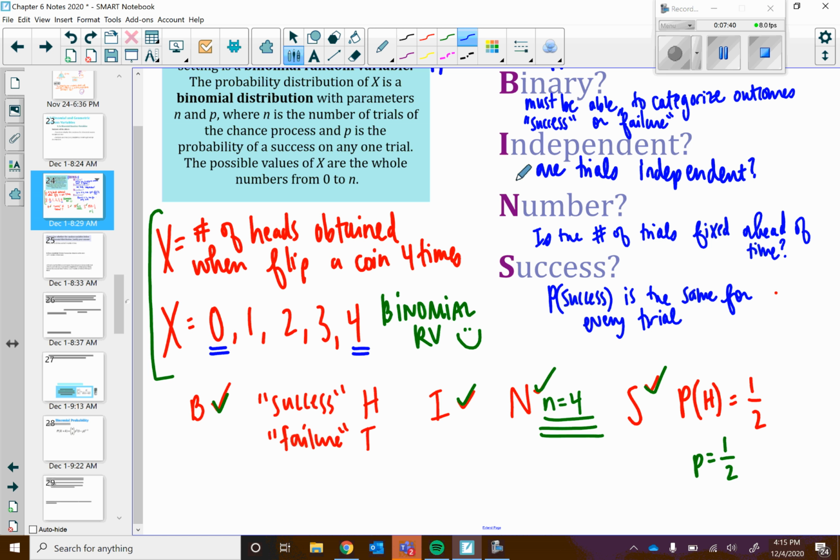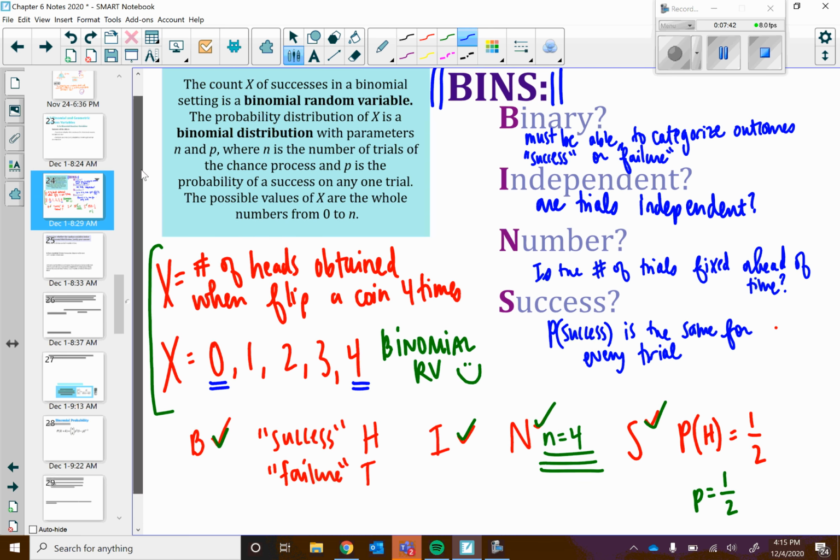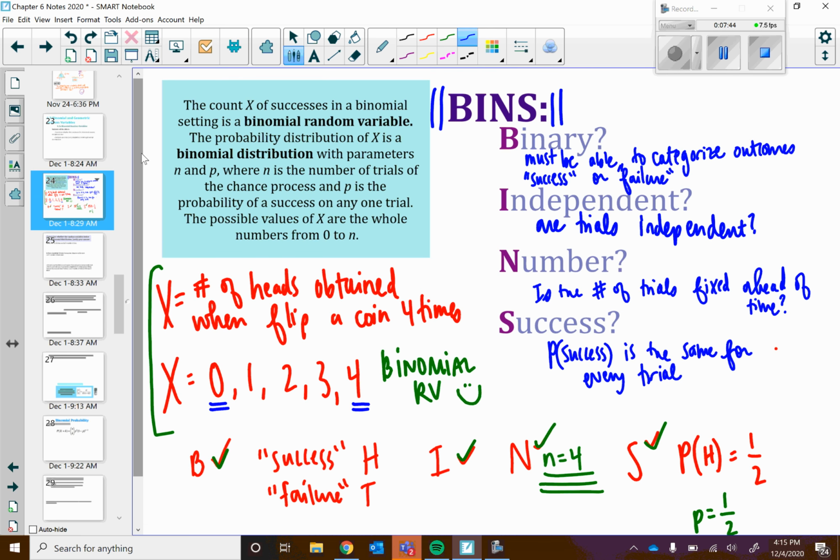That is our introduction to this section. When we come to class on Tuesday, we're going to go through the next example and then a couple other characteristics of binomial random variables.